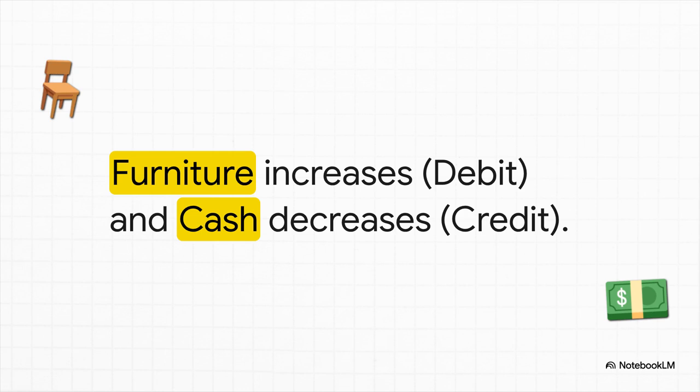But to acquire it, you had to hand over cash. So your cash asset decreases. To shrink an asset, you do the opposite. You credit it. One debit to boost your furniture, one credit to reduce your cash. The underlying truth of accounting is elegantly maintained here. Every action has an equal and opposite reaction. It keeps your books flawlessly balanced without a single cent unaccounted for.